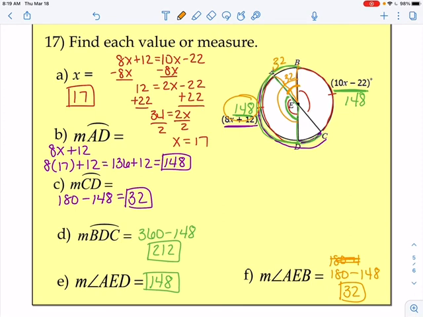Or in the previous problem up here, we found that CD was 32. And CD and AB are also going to be congruent because they're intercepted by vertical angles there. So there's more than one way to find some of the answers to these problems. Okay, and that is it for this section.